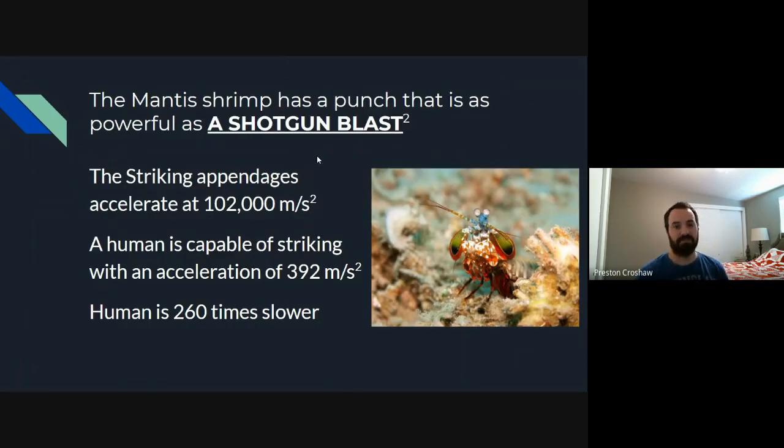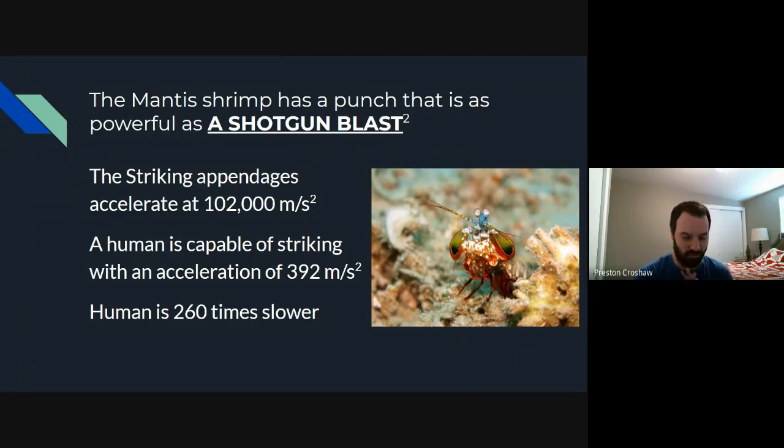So the mantis shrimp has a punch that is as powerful as a shotgun blast. They have these claw hammer things that they can strike things with. Some mantis shrimps have like spears, but the one that we're going to talk about is specifically the pistol shrimp, and it is named that for obvious reasons. Striking appendages of a mantis shrimp can accelerate at 102,000 meters per second squared.